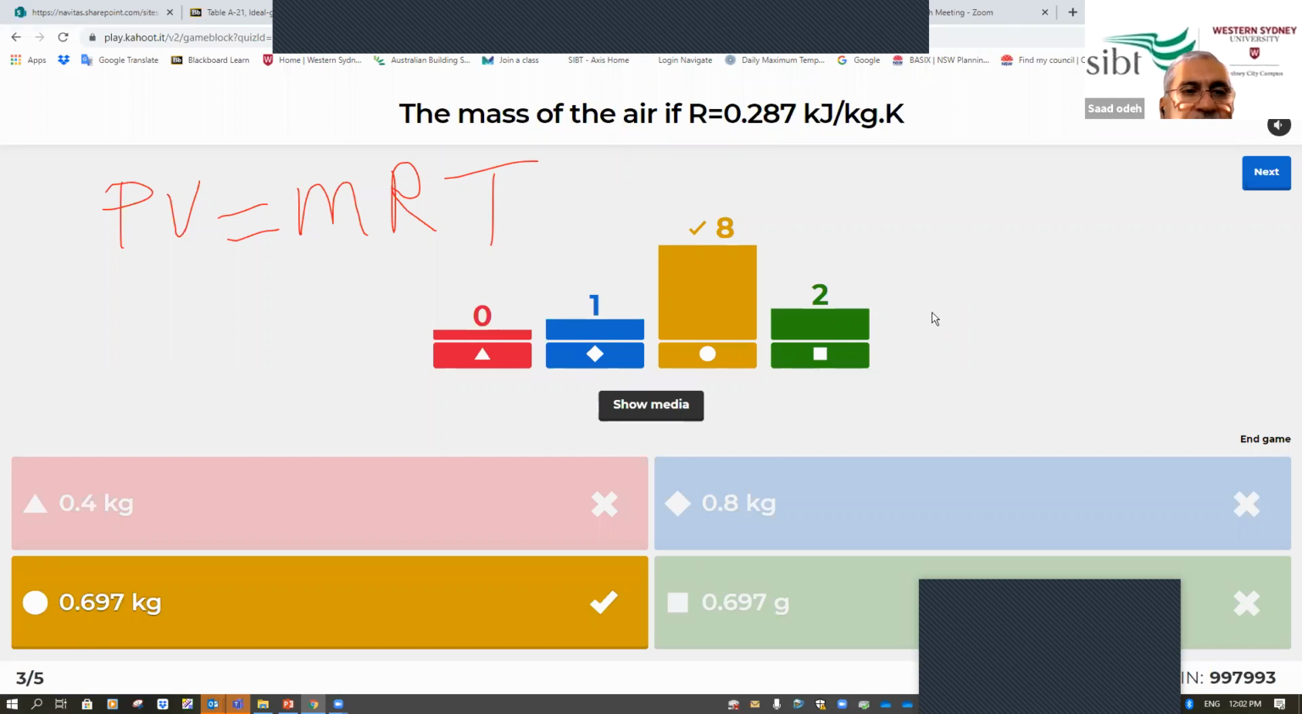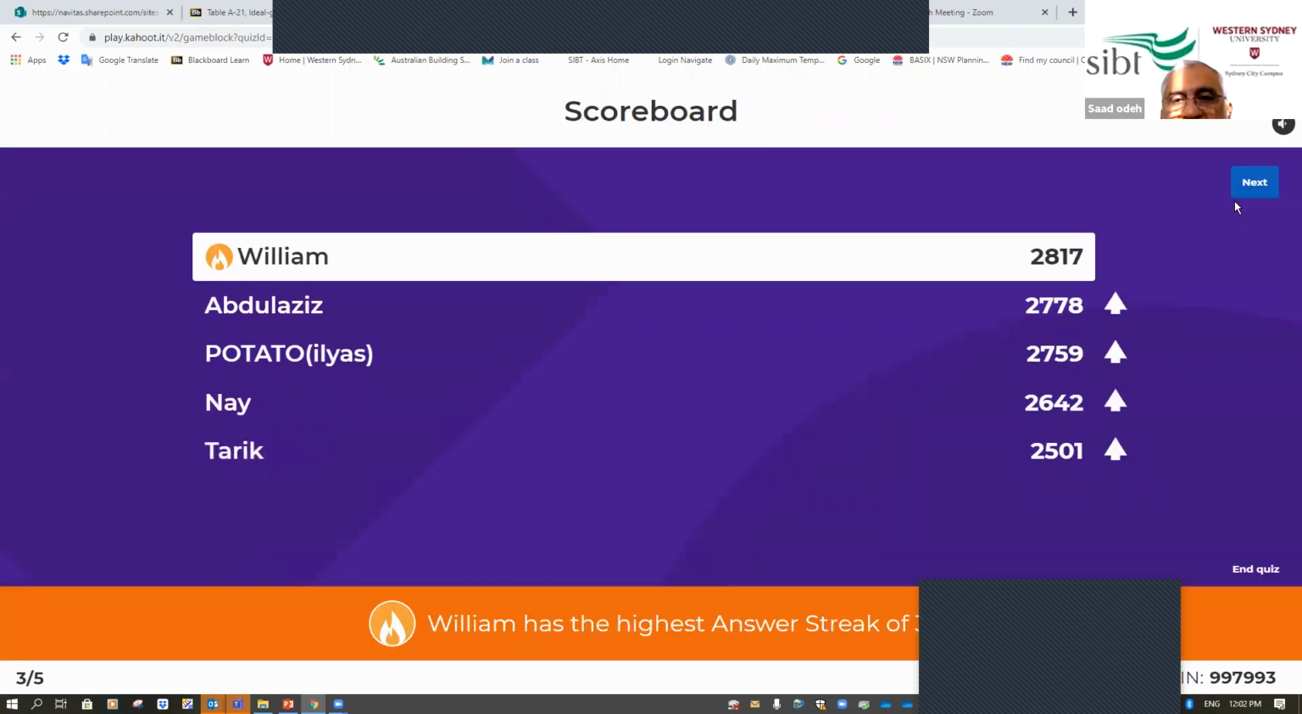The ideal gas equation or formula, you need to know how to use it. Okay, so that's the mass of the air. Okay, good. We still have William at the top.